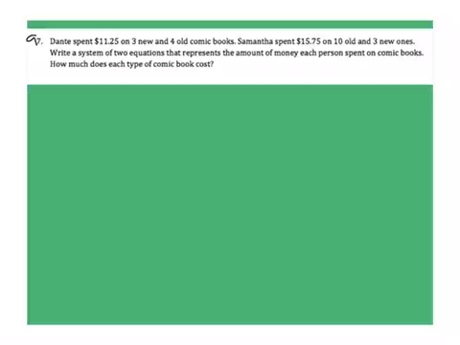Samantha here spent $15.75 on 10 old and 3 new. So we're going to write a system of 2 equations that represents the amount of money each person spent on comic books. So there's 2 things we're talking about. So I'm going to label those my X and my Y. So my X's are going to be my new comic books. So anytime I talk about my new comic books, I'm going to write an X. And then anytime I talk about my old comic books, I'm going to write a Y.